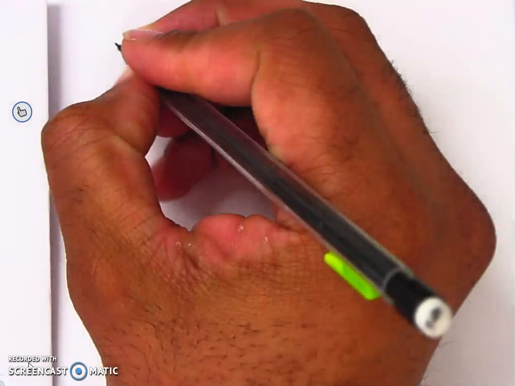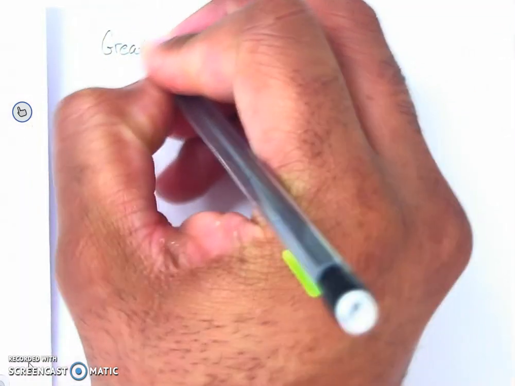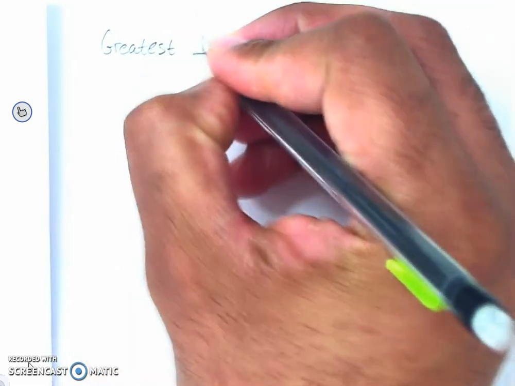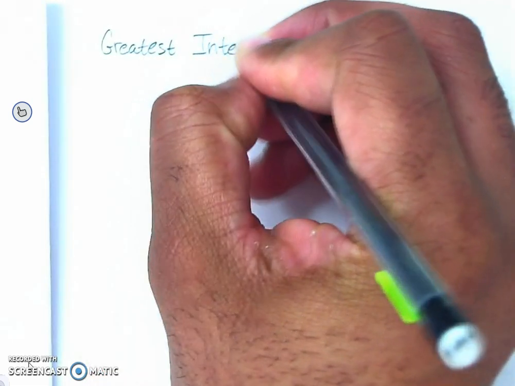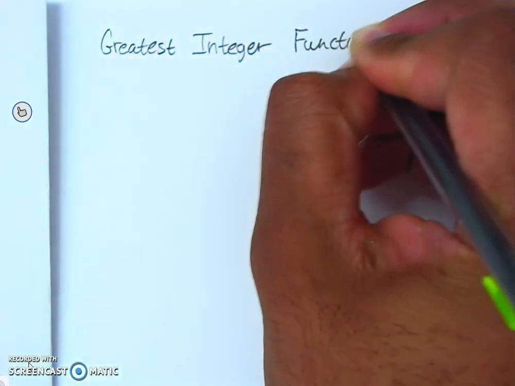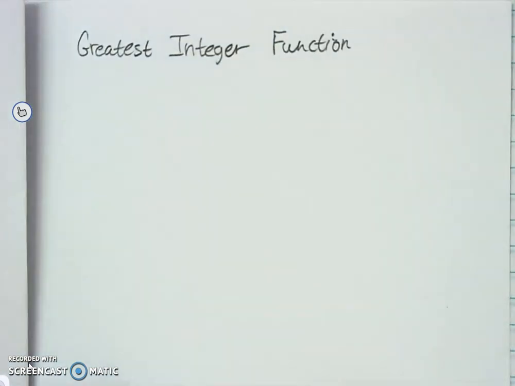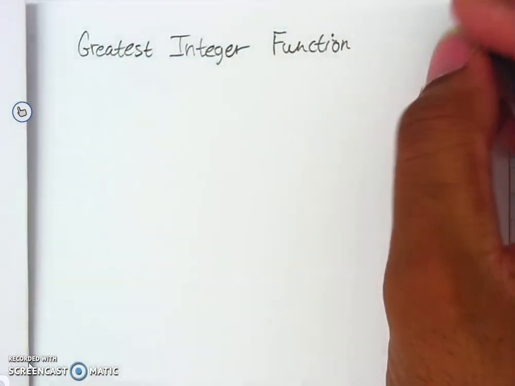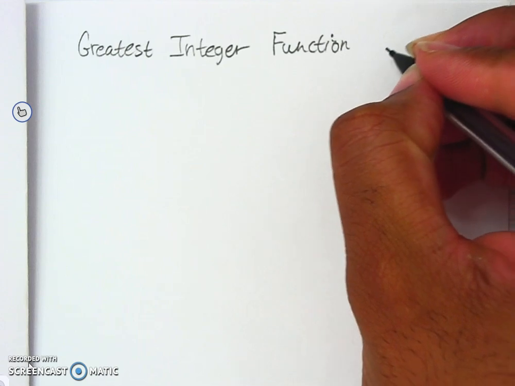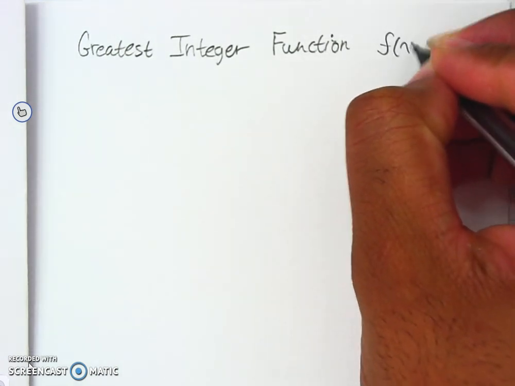So the next graph is called the greatest integer function. Right. So hopefully you have seen this one before. It's not completely brand new, and you probably have seen it, but you just didn't know what it was or what it's used for. Some of you guys probably have never seen it before.